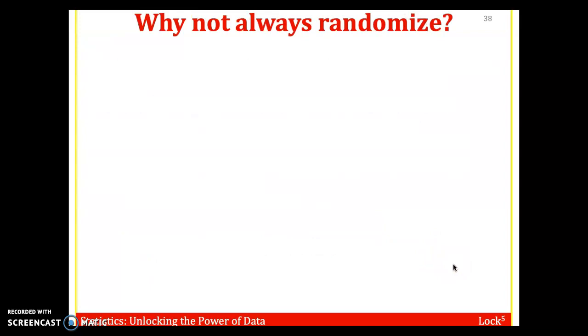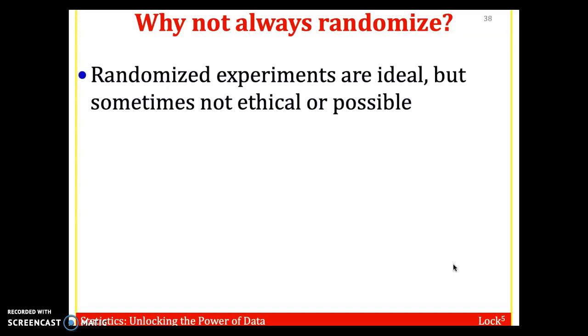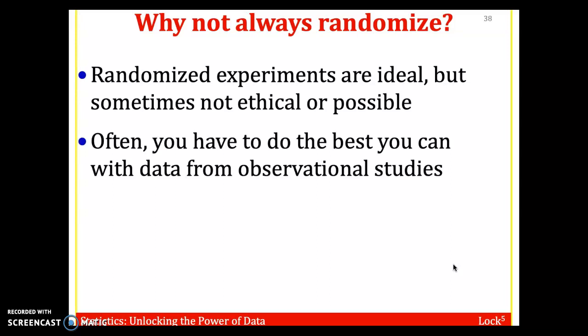Okay, I want to briefly go over why we don't always randomize. Of course, we should randomize. Those are ideal, but sometimes it's not ethical or possible. And often you have to do the best you can with data from observational studies.